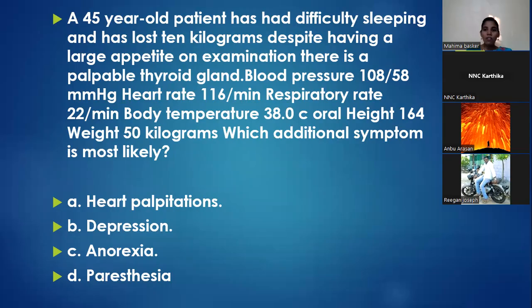Anorexia, paresthesia, all will come for the hypo patient, hypothyroidism. So heart palpitation, okay, heart rate will be increased for the patient with the hypothyroidism. You have to relate and see the heart rate here also 116. Okay, so heart palpitation is the answer. So A is the answer. Okay, so we'll move on to the next question.